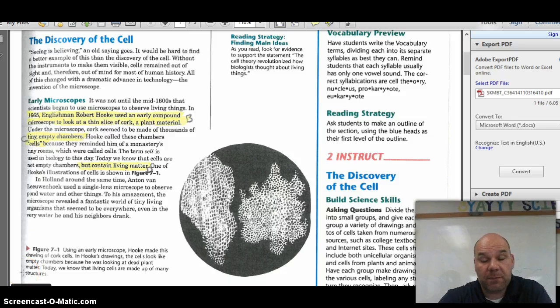For part C, in our C bubble, we know that this tiny piece of cork through that microscope had tiny chambers, and that's what Hooke classified as being cells, empty cells. So for bubble C, the tiny empty chamber was characterized as being a cell, and that's how cells got the name associated with them. For part D, today we know that cells are not empty chambers, but contain living matter. So part D: cells contain living matter.